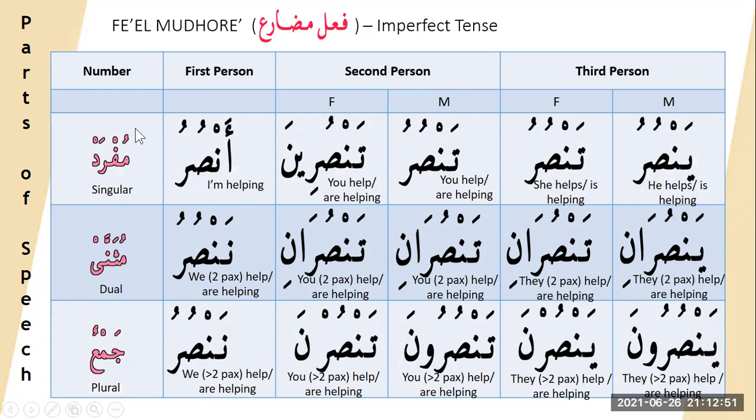Then you have I, ansuru, nansuru, and tansuruna. Tansuruna is also the second person plural. I like to highlight these two, the second person male singular and third person female singular. You can see that they're exactly the same. Here you have tansuru, you have tansuru. Meaning the fi'l mudari for the males second person singular and female third person singular is the same.